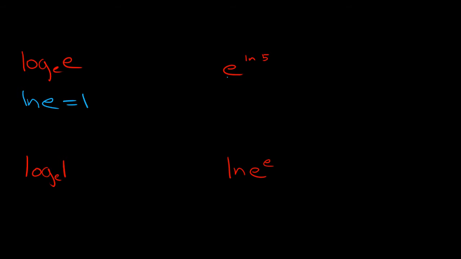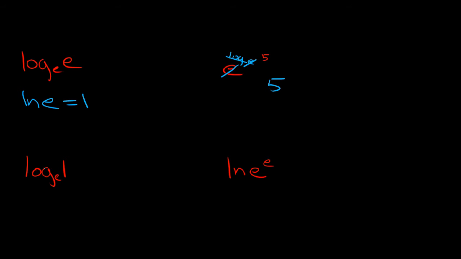Alright, so then we have e to the power ln 5. Well, ln is just log base e. So we can rewrite this ln as log base e of 5. Well, the e's just cancel out. This just becomes 5.